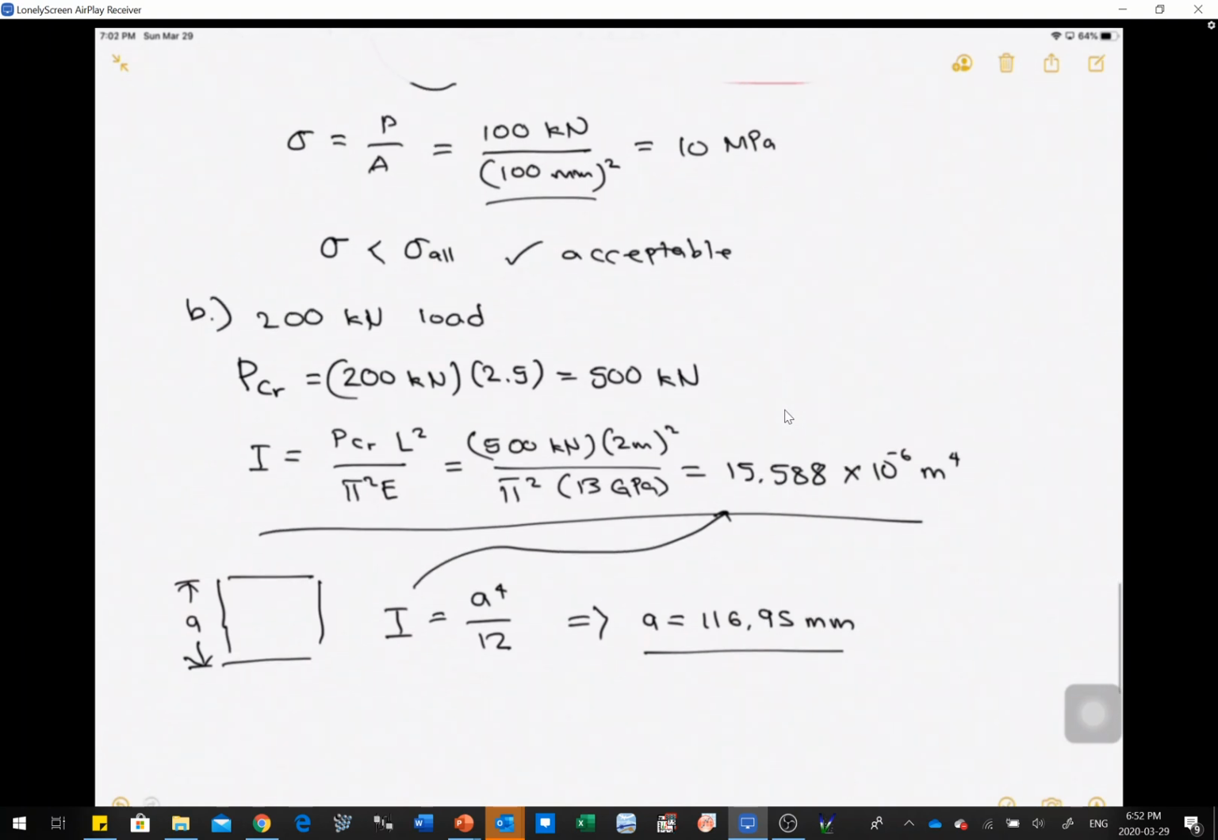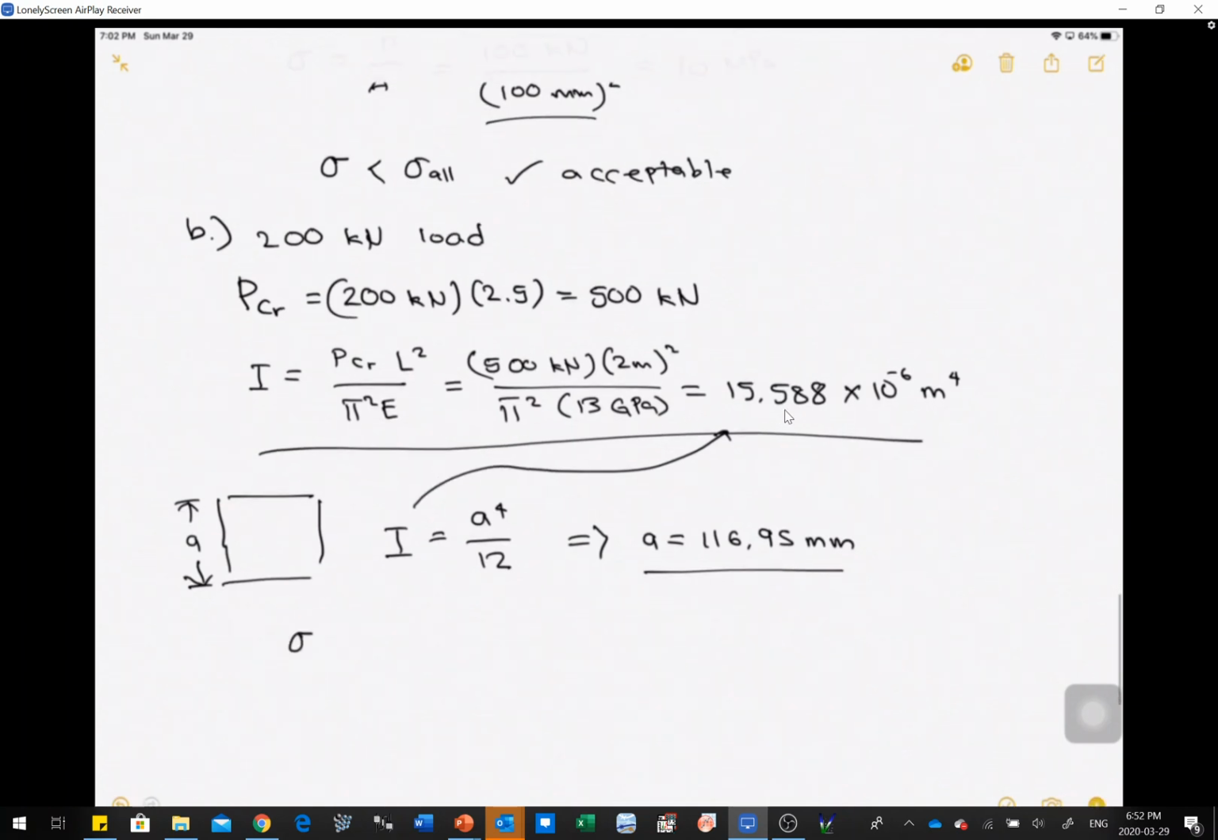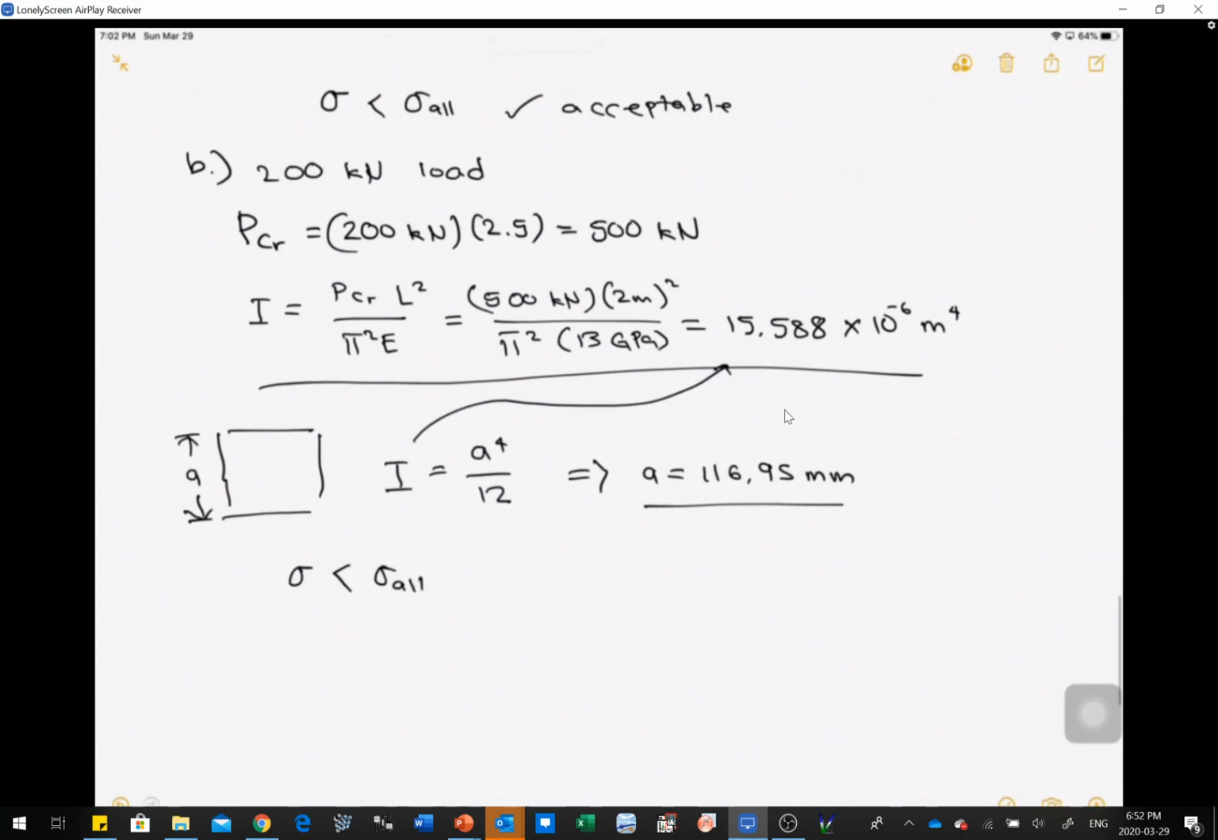Now we have to check if it satisfies the condition that sigma should be less than sigma allowable. In this case, let's go back again to our stress. Stress is equal to P divided by A, and our P is 200 kilonewtons divided by our area, 116.95 millimeter squared, and that's equivalent to 14.62 MPa.